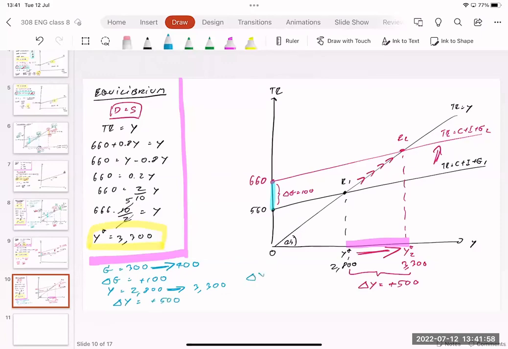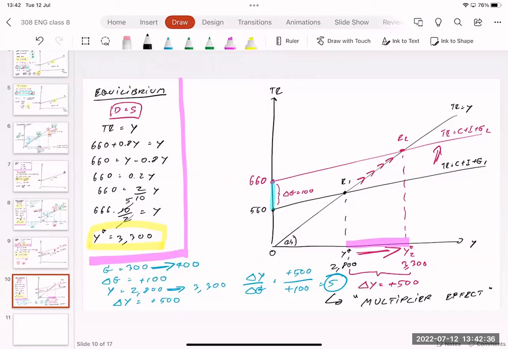If you put delta Y over delta G, what does it mean? The government spends 100 more, and as a consequence, the GDP increases by 500. This is 5 times. The government spends 100 more, however, in the end, the GDP increases 500. This is 5 times. We have a name for this situation: we call it the multiplier effect.